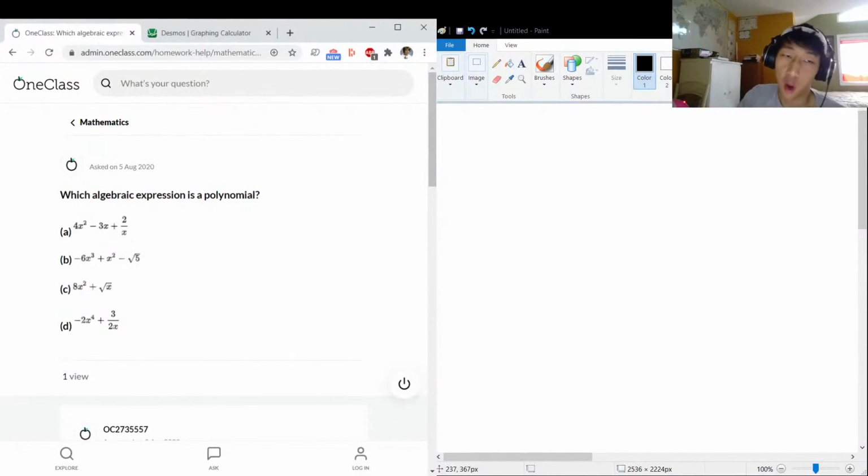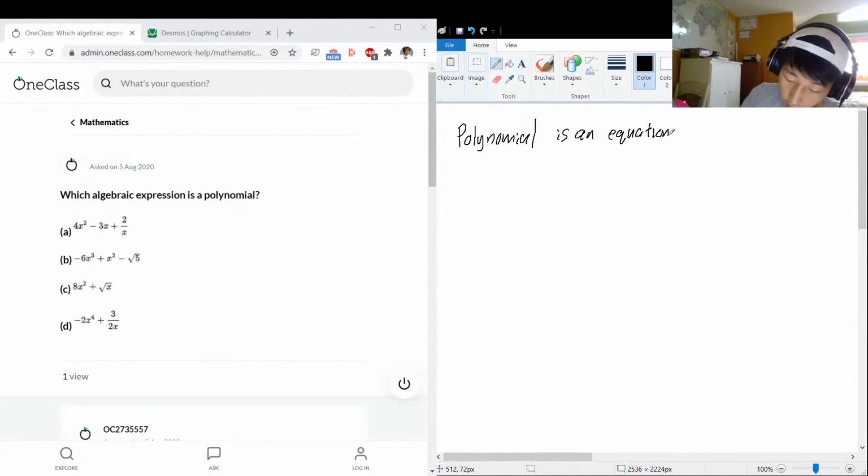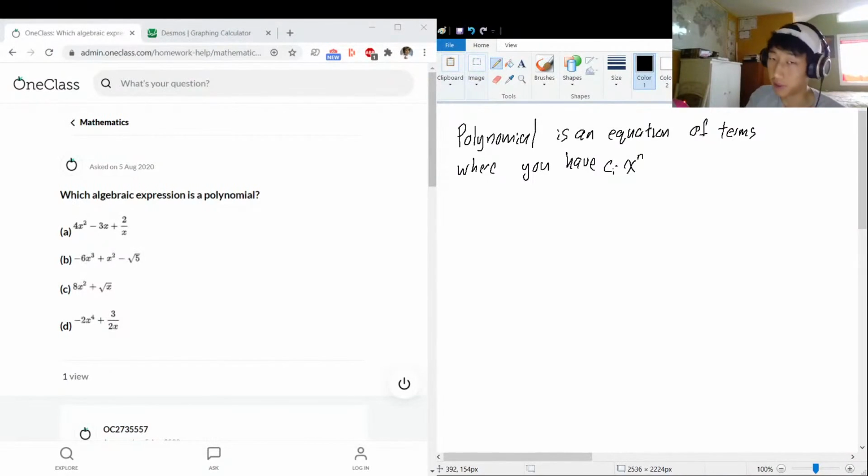Okay, now the question is, which algebraic expression of these four is a polynomial? Let's first talk about what even is a polynomial. A polynomial is an equation of terms where you have x to the power of n with some type of coefficient. Let's call that c of i, because you're going to have different coefficients for each one of your terms.